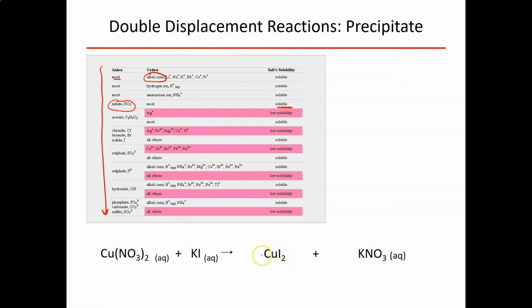Okay, and so now I want to look at my copper 2 iodide. So I'm going to look at the iodide. I'm going to come to my chart, find iodide, and I'm going to look and see, oh, I have copper here. Oh, but that's copper 1. So copper 2 would fit into the all others category, and that tells me that it's soluble. So since it's soluble, that means it's aqueous, and so now everything is aqueous. So in this case, I'd say there's no net reaction.